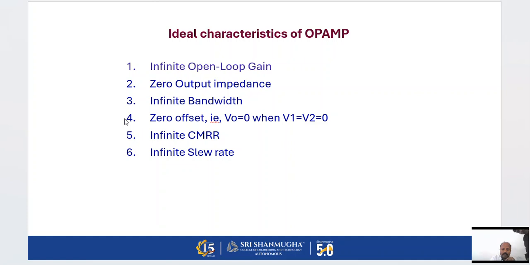Next point is infinite CMRR. So the fifth point is infinite CMRR. CMRR is common mode rejection ratio. So the sixth point is infinite slew rate. That is, the slew rate should be infinite. What does slew rate mean? It is the rate of change of output voltage with respect to time. That value should be infinite for an ideal op amp.